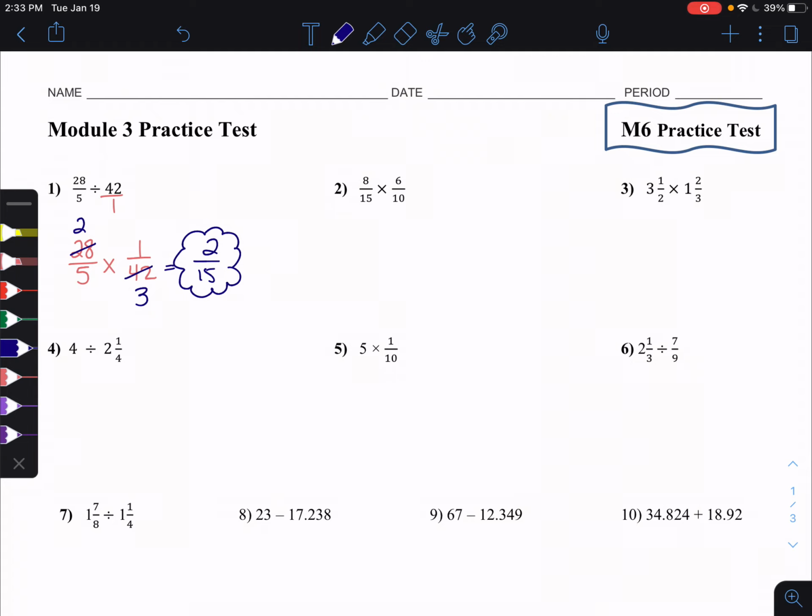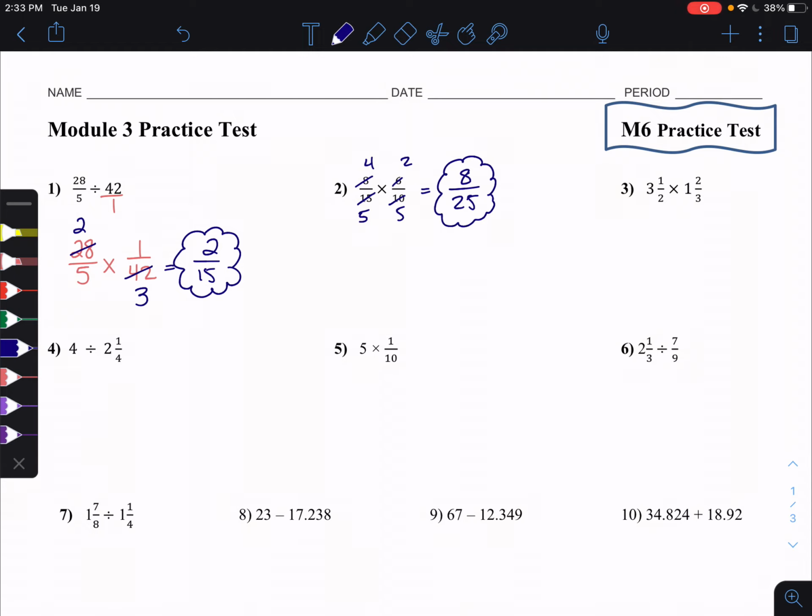Number 2 is a multiplication question, so I'm going to skip straight to cross canceling. So 8 and 10 have a 2 in common, so 4 and 5. 6 and 15 have a 3 in common, so 2 and 5. 4 times 2 is 8. 5 times 5 is 25.